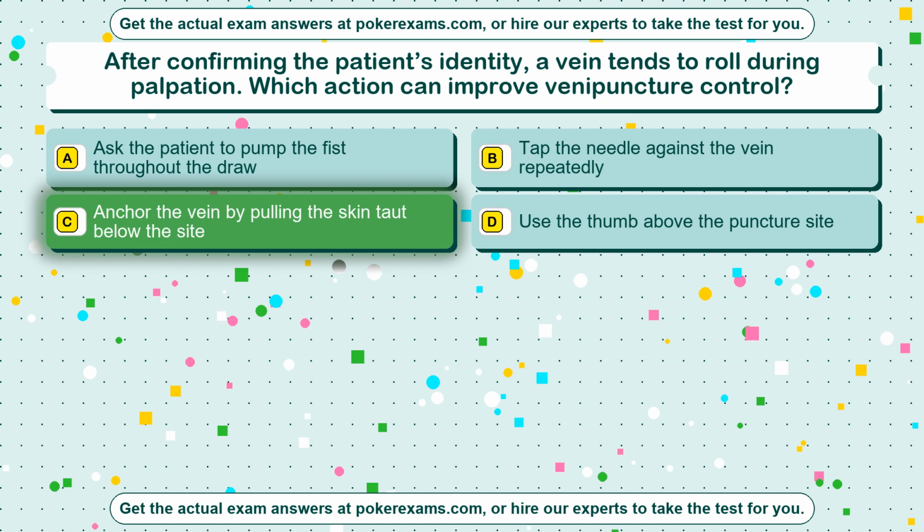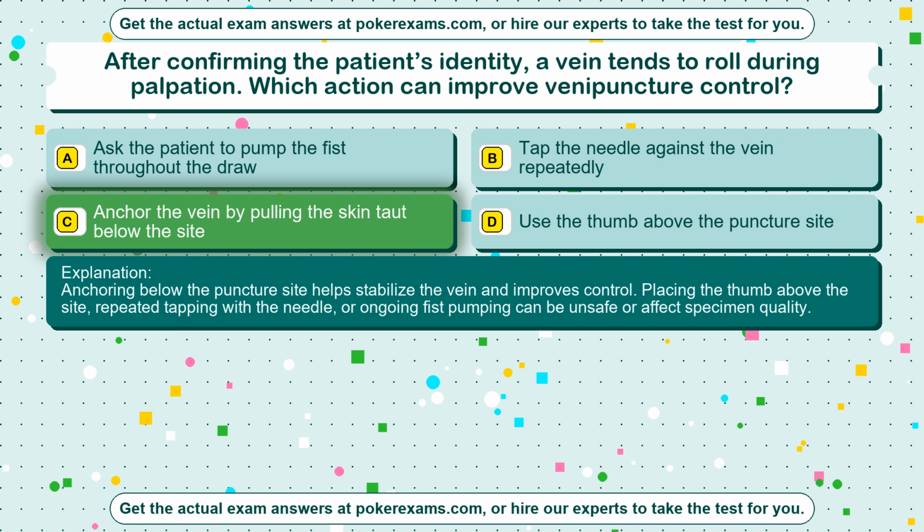The correct answer is option C, anchor the vein by pulling the skin taut below the site. Anchoring below the puncture site helps stabilize the vein and improves control. Placing the thumb above the site, repeated tapping with the needle, or ongoing fist pumping can be unsafe or affect specimen quality.